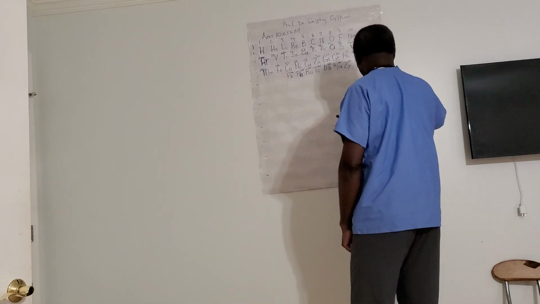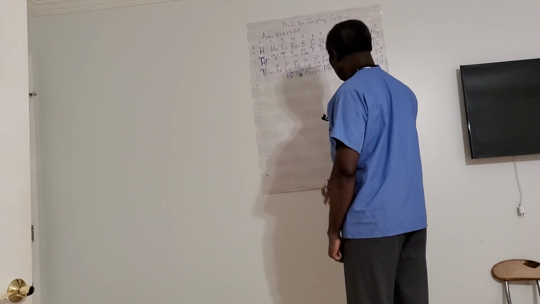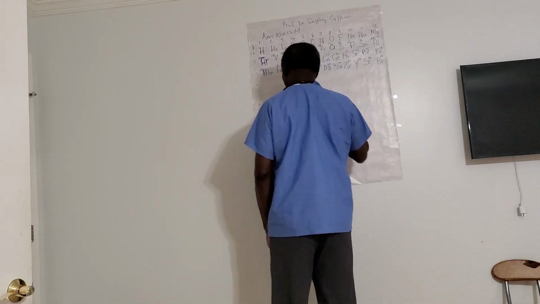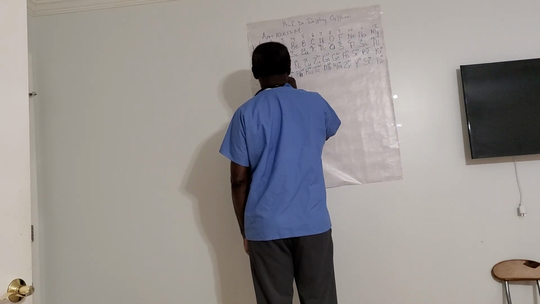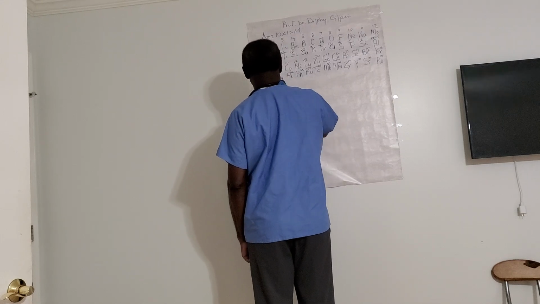37 rubidium, 38 strontium, 39 yttrium, 40 zirconium. 47 would be silver, Ag, and 48 would be cadmium.